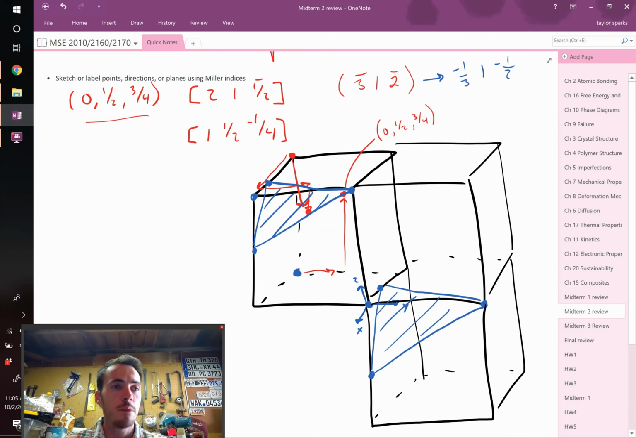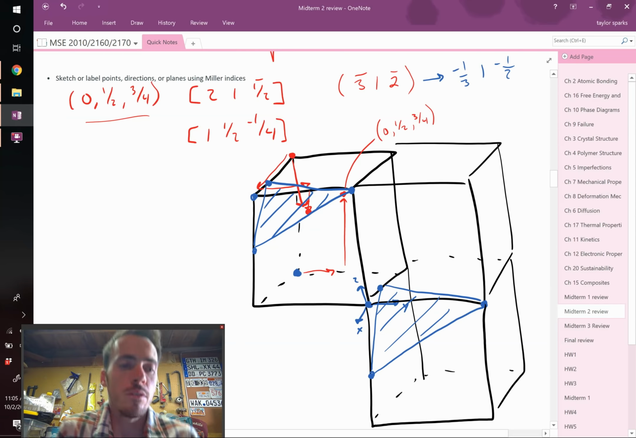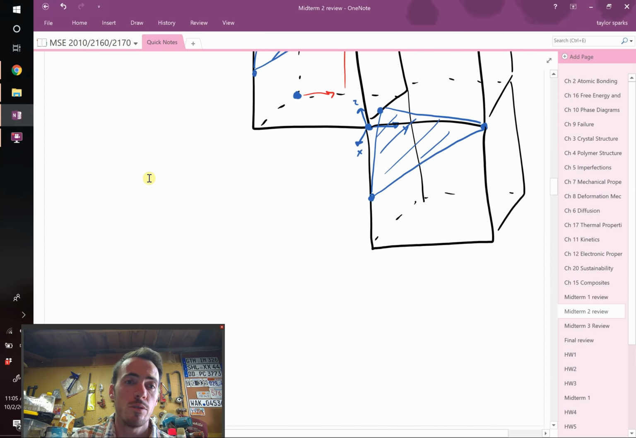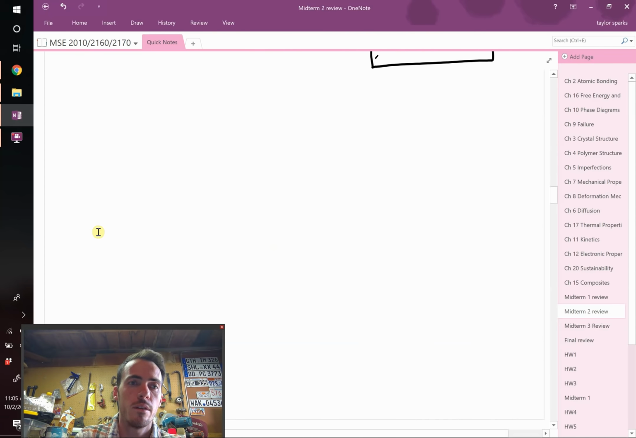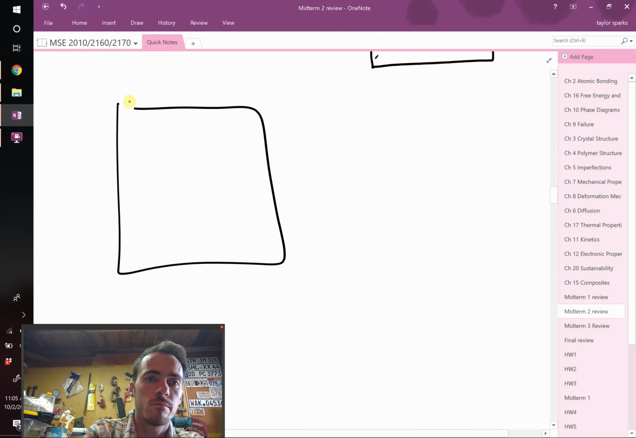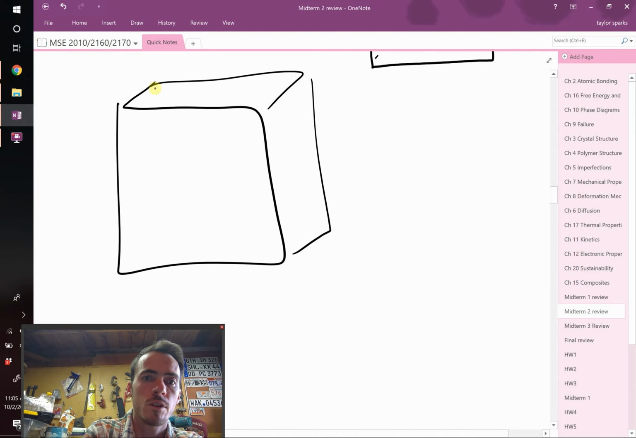What about labeling them, right? So the other way is, instead of me asking you to draw them, I could ask you to label them if I already drew them. So let's do a couple examples of that. So let's draw a unit cell.